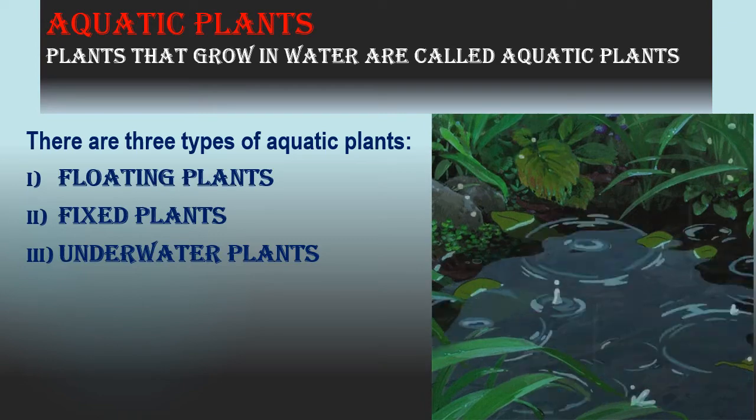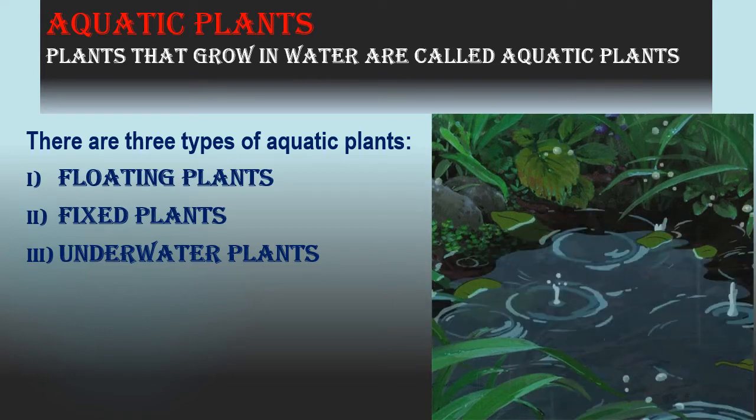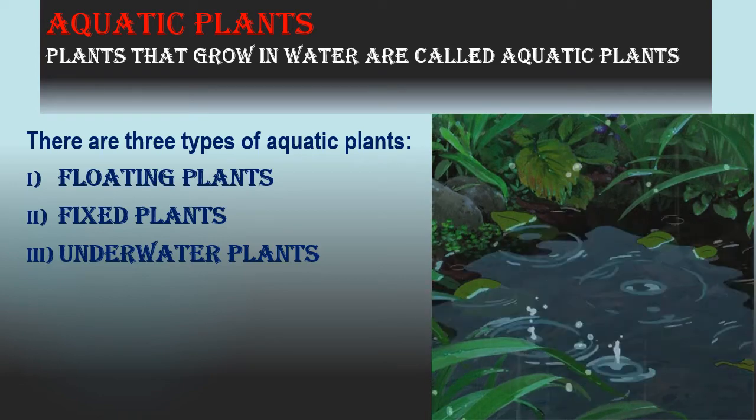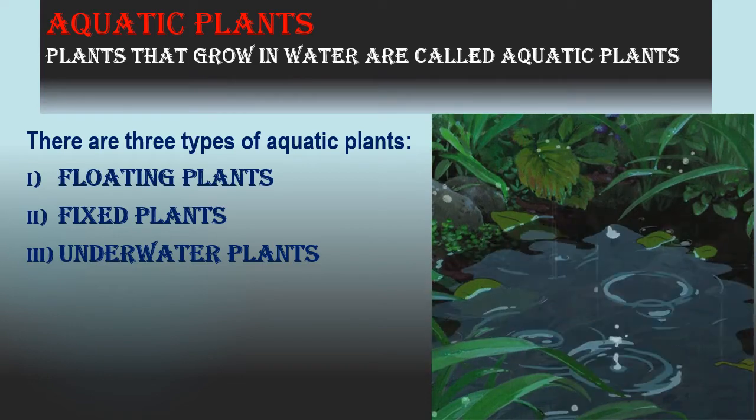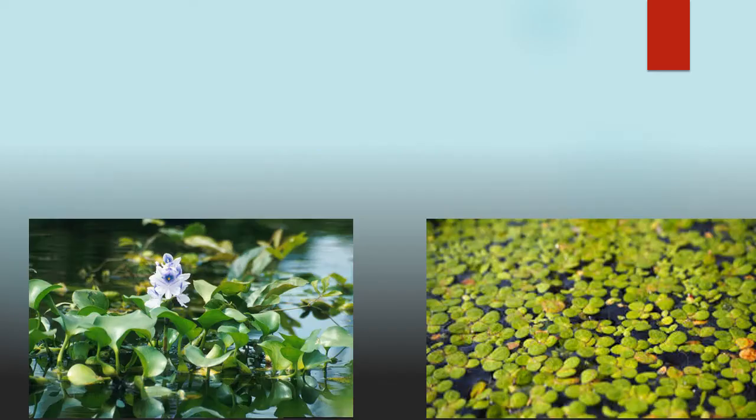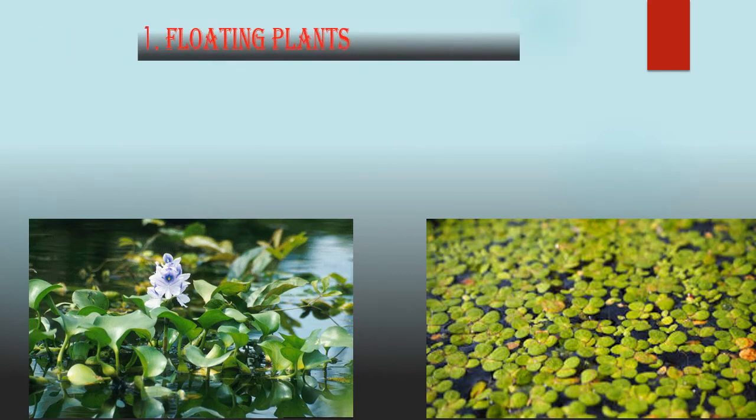So what are aquatic plants? The plants that grow in water are called aquatic plants, and there are 3 types: Number 1, floating plants. Number 2, fixed plants. Number 3, underwater plants. Now we are going to discuss them one by one. So let's begin with the floating plants.